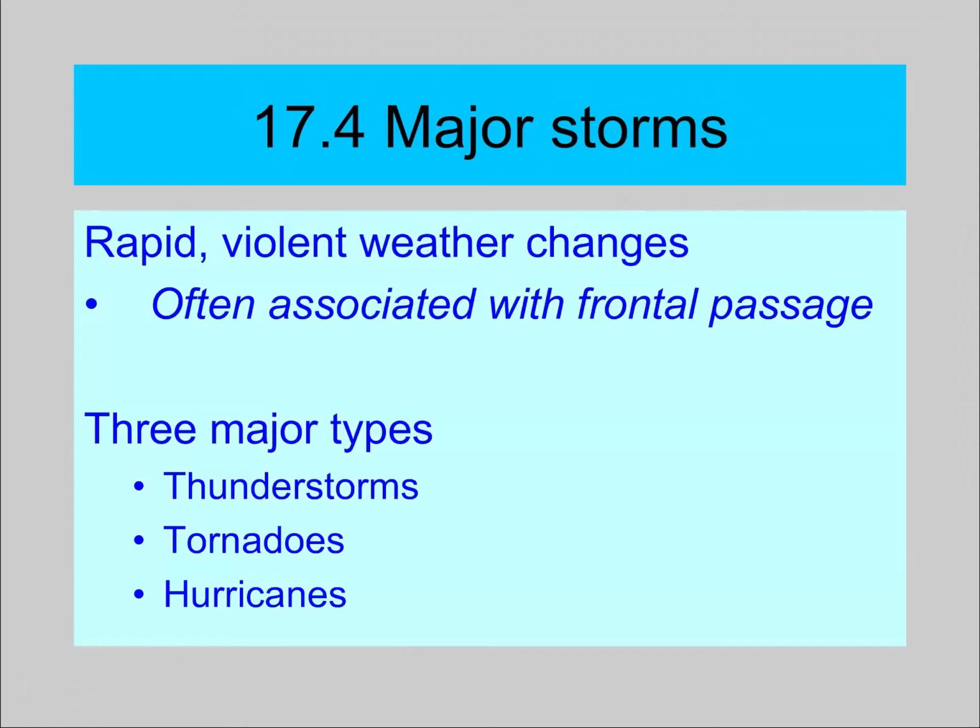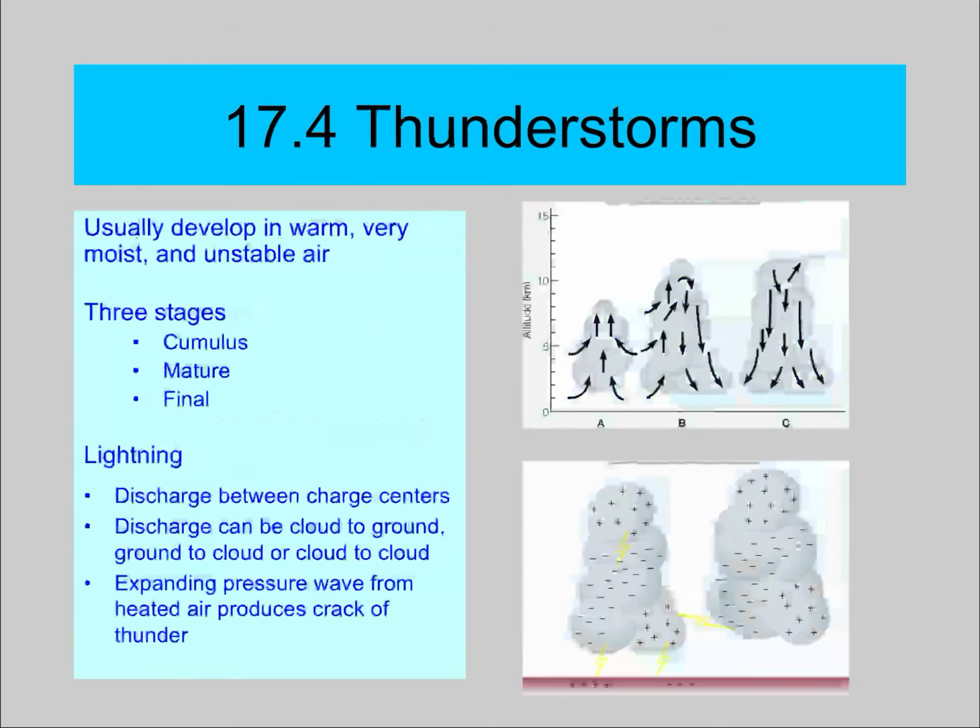So a storm is a rapid, violent weather change, often associated with a frontal passage. So these frontal boundaries we just talked about. There are three major types of storms according to your book: thunderstorms, tornadoes, and hurricanes. So a thunderstorm usually will develop in a warm, very moist, unstable air. So those are the ingredients for a thunderstorm. There are three stages to a thunderstorm: the cumulus, the mature, and the final.